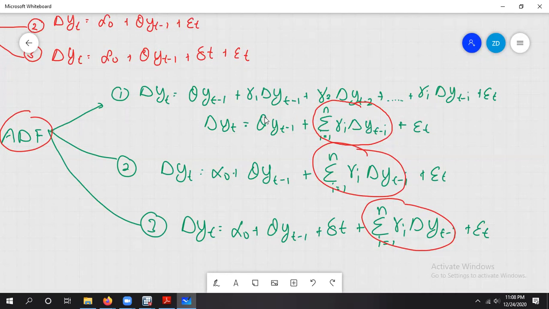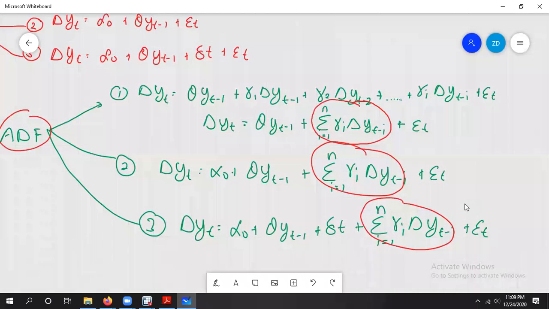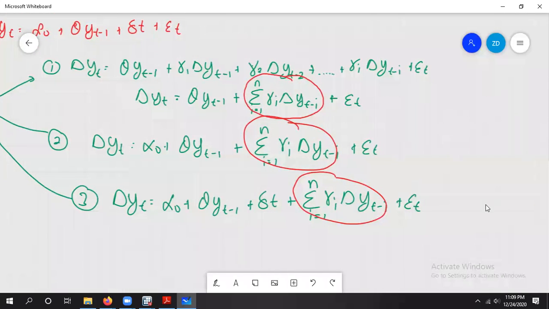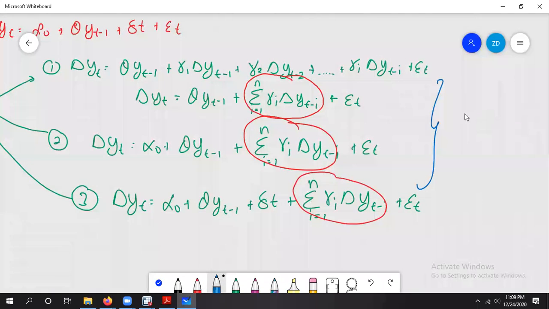When we augment it, or we put the dependent variable with the lag, the serial correlation no longer exists. Okay. How about the hypothesis? The hypothesis is still the same. For this one, we still look at H0, theta is equal to 0, and HA, theta is less than 0.